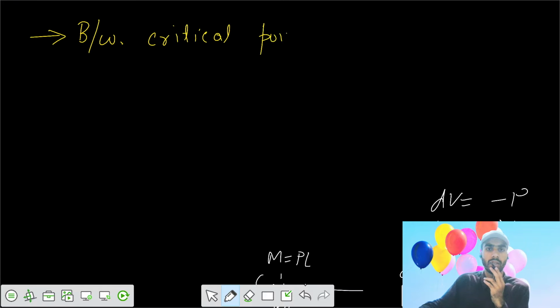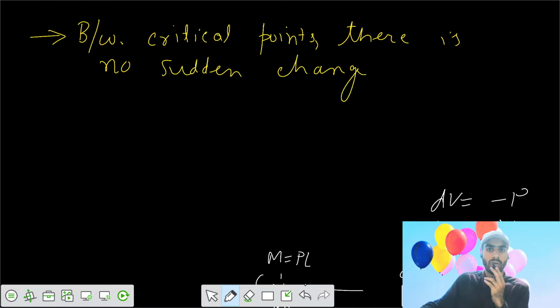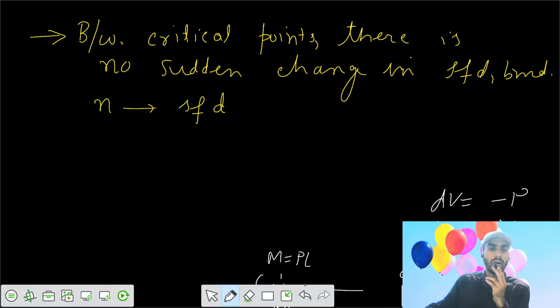between critical points, there is no sudden change in SFD and BMD. So if you have n number of critical points in SFD, you might have n, or you might have n plus 1 or anything. The n plus 1, we can say I number of critical points in BMD.